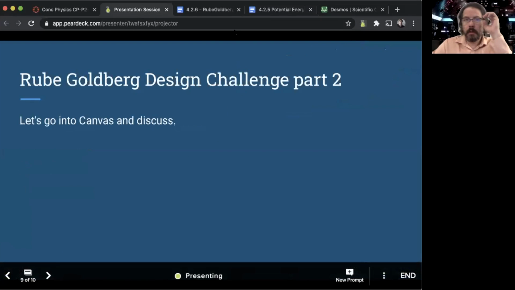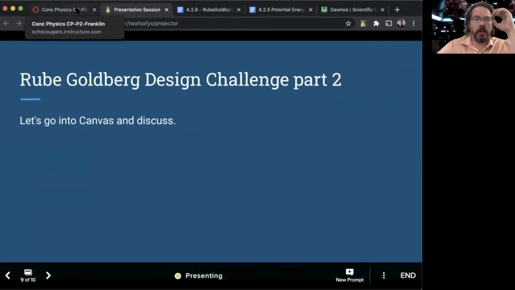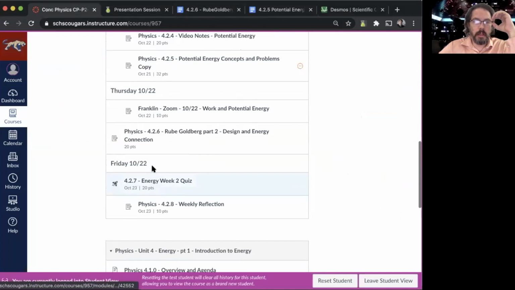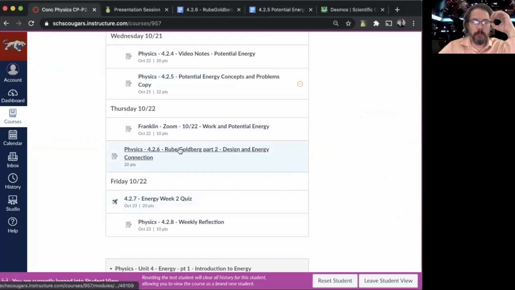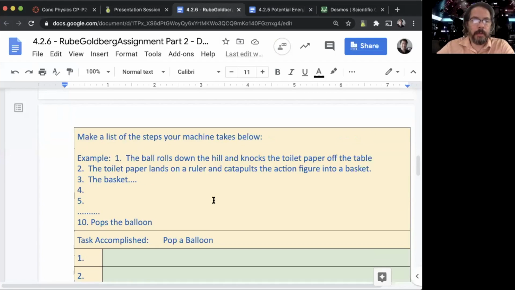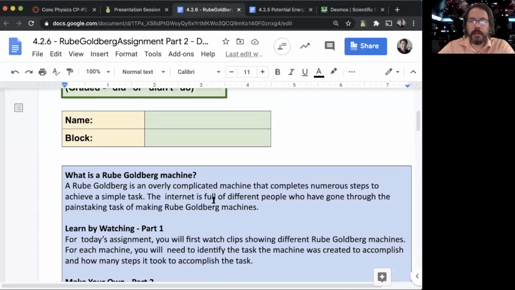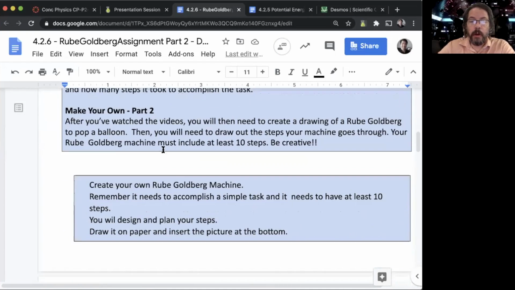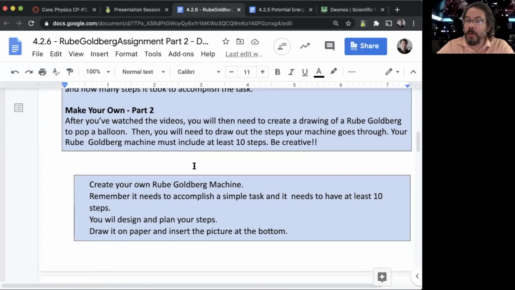All right, Rube Goldberg design part 2. So let's go take a look at that. This was actually assigned for today. So some of you have done it, some of you have not. That's okay. You click on it. This is part 2 that we had talked about last week. You've already watched the video. So now you're going to create a design of a Rube Goldberg machine.